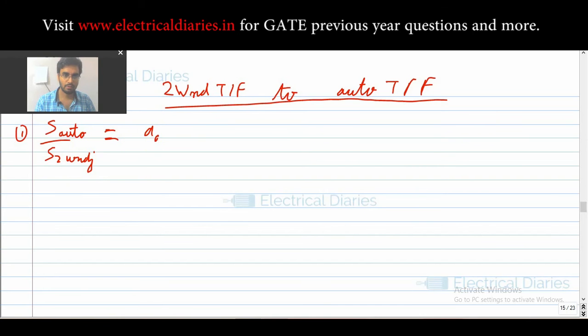It is equal to A auto upon A auto minus 1. And one more thing you should remember is that this formula is valid for additive polarity.